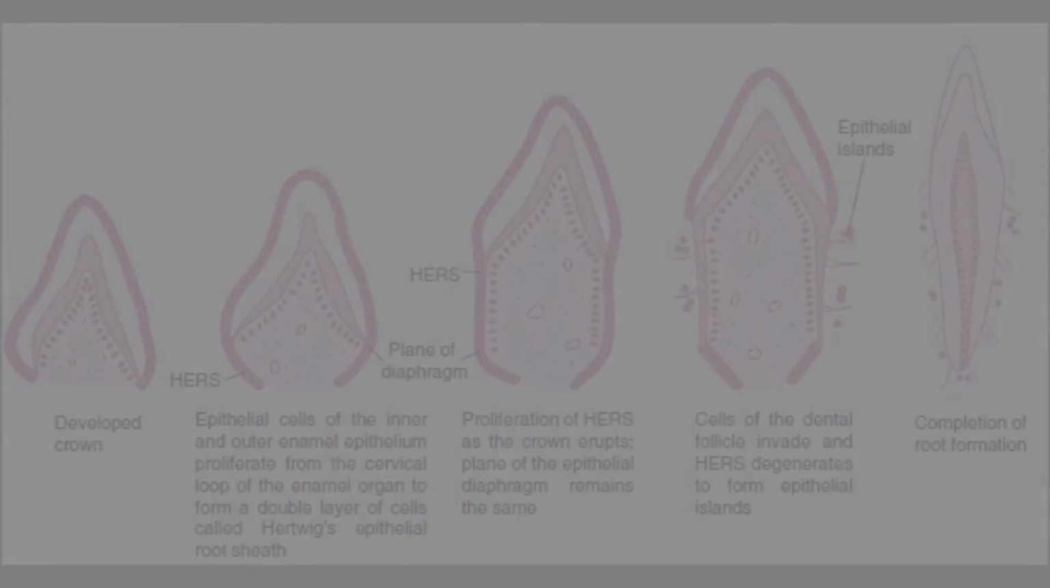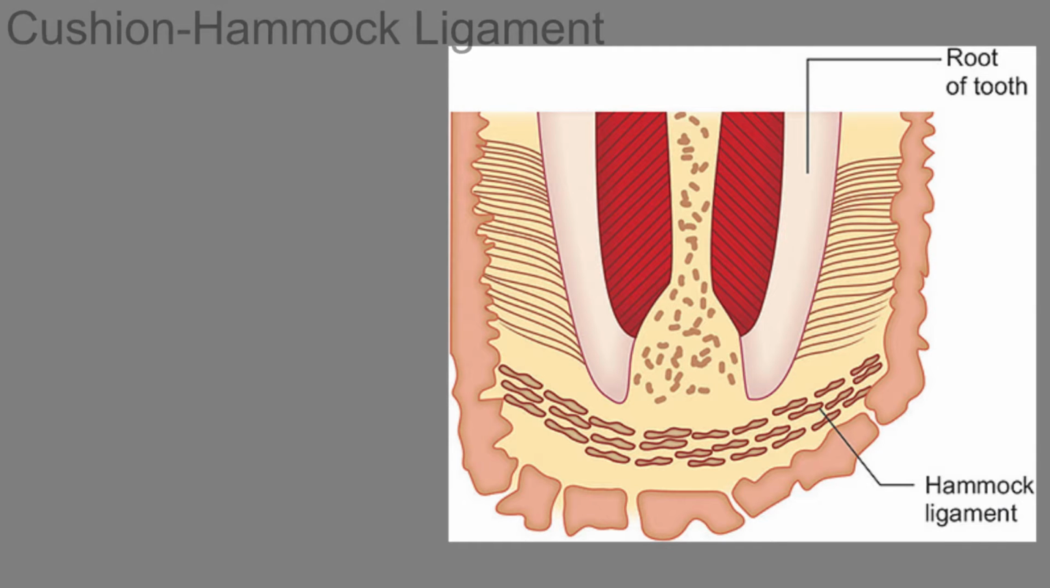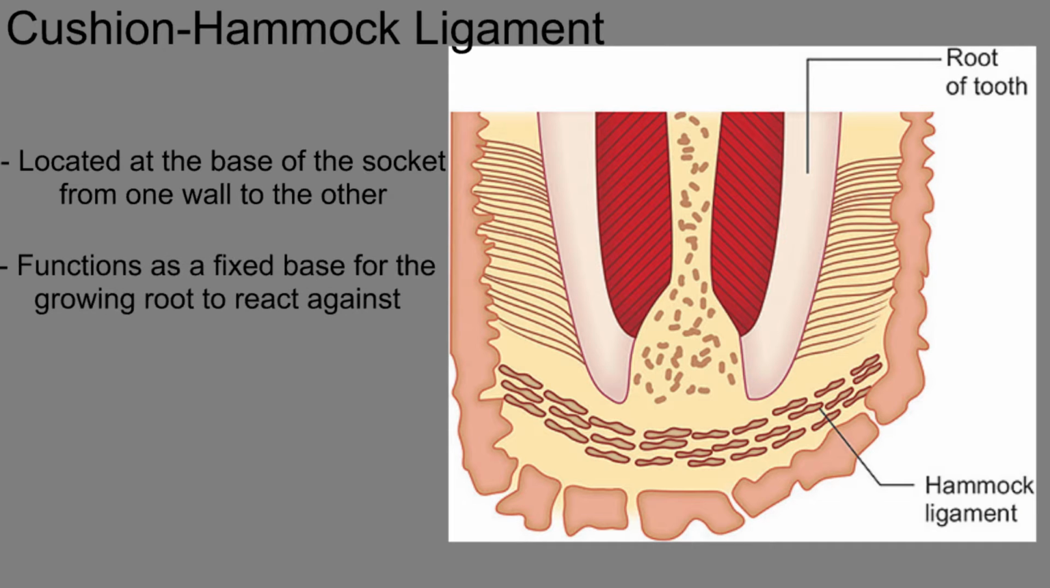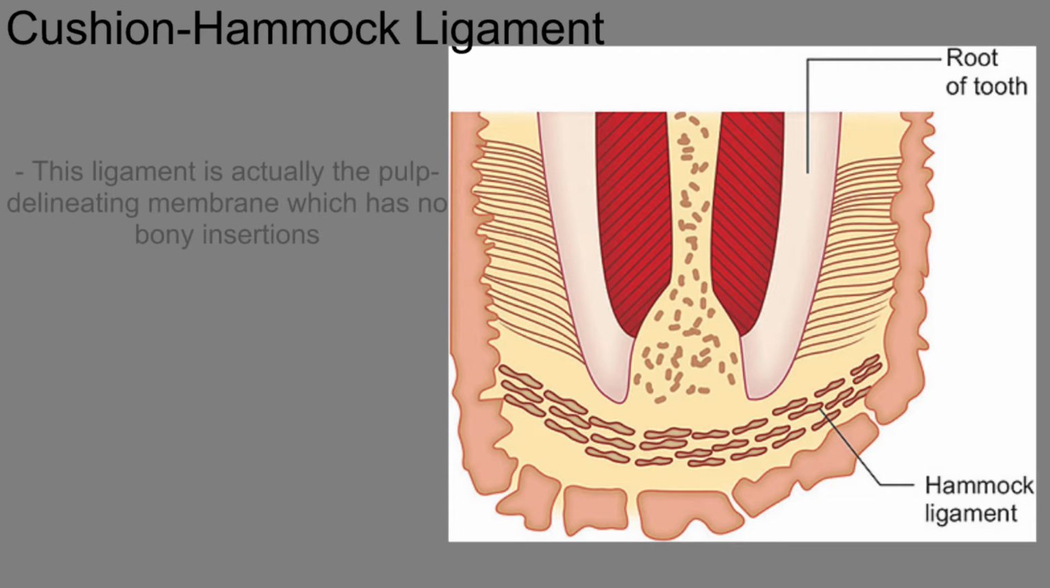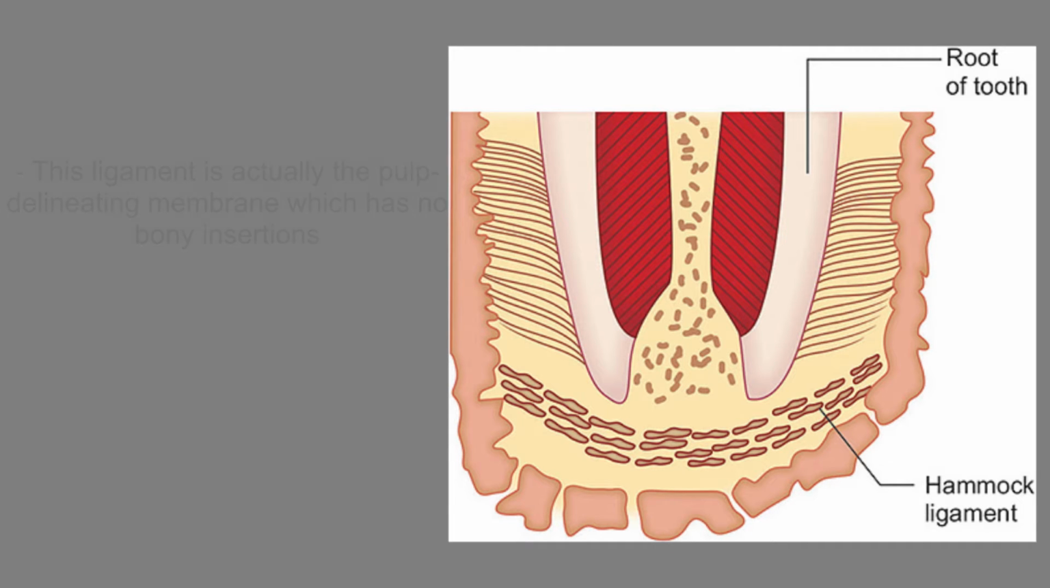Advocates of the root growth theory of tooth eruption postulated the existence of a ligament called the cushion hammock ligament, straddling the base of the socket from one bony wall to the other like a sling. Its function was to provide a fixed base for the growing root to react against. But the structure described as the cushion hammock ligament is the pulp delineating membrane that runs across the apex of the tooth and has no bony insertion. It cannot act as a fixed base. The basis of this theory is questionable due to certain facts.